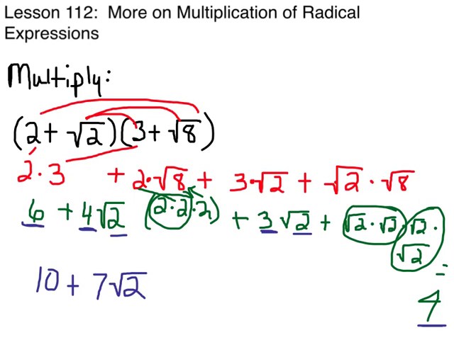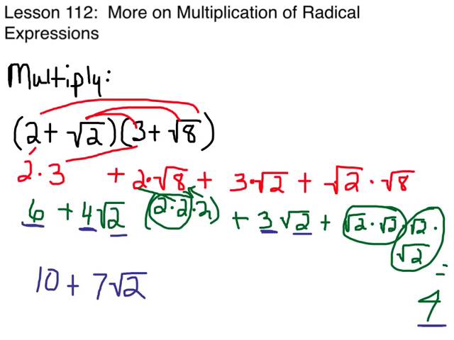This is Lesson 112 in Saxon's Algebra 1, 3rd edition, and this is more on multiplication of radical expressions. Radical, you recall, means it's got that little square root sign somewhere in there. And we've done some multiplication of these radicals, but we're going to take it a step further today, and we're going to do our FOIL, if you remember. First, outside, inside, and last.